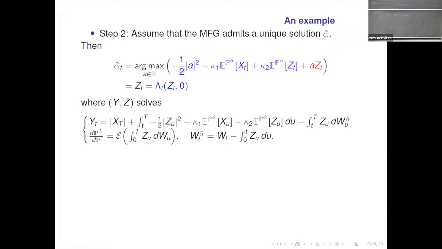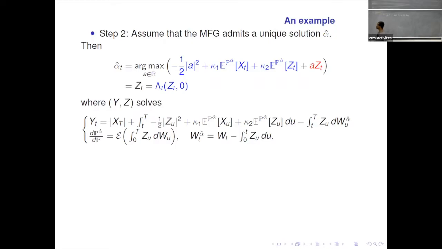So the driving Brownian motion here depends on Z, and the underlying measure here is written P alpha almost surely, where P alpha also depends on Z. So it is like I have the equation and I build in the fixed point condition. So this equation characterizes the mean field equilibrium.